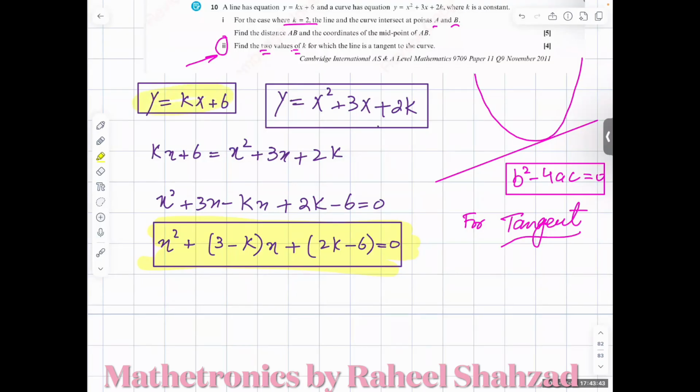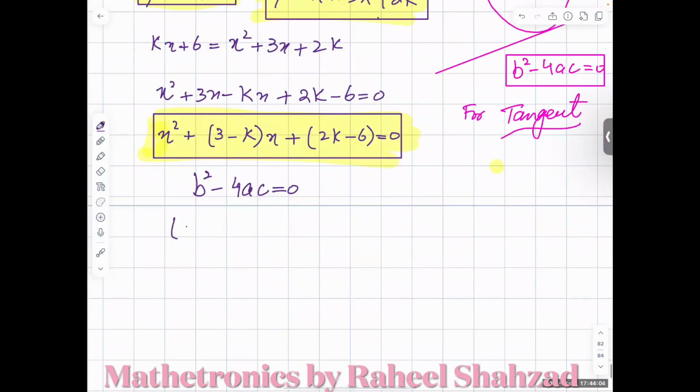Are you there? Yes, sir. What did we do just now? We have simply substituted linear into quadratic, right? And we have a quadratic equation. If we claim that this is the tangent, then the discriminant must be equal to 0. So that is b square minus 4ac is equal to 0. This is going to be (3 minus k) square minus 4 times 1 times (2k minus 6) is equal to 0, right?